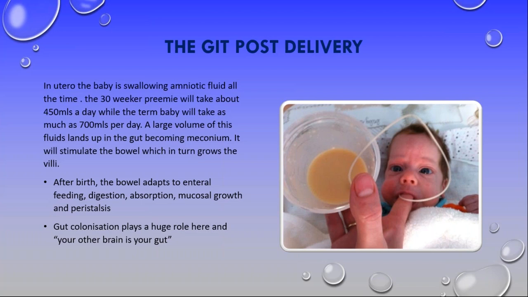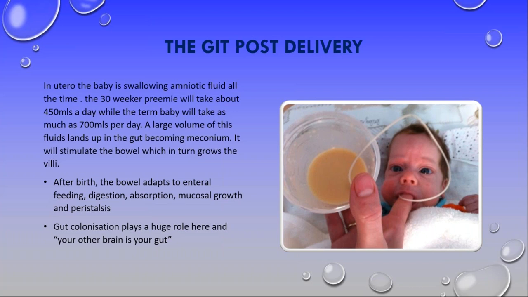So one of the big things about colostrum is that it's very, very high in magnesium. And magnesium causes peristalsis. So because the baby is born and it receives colostrum, even if it is a 26-weeker, it will stimulate peristalsis, and peristalsis grows villi. That is why enteral feeding is becoming more and more popular as early as possible. Gut colonization plays a huge role here, as your other brain is your gut. There is a very definite link between your gut and your brain.